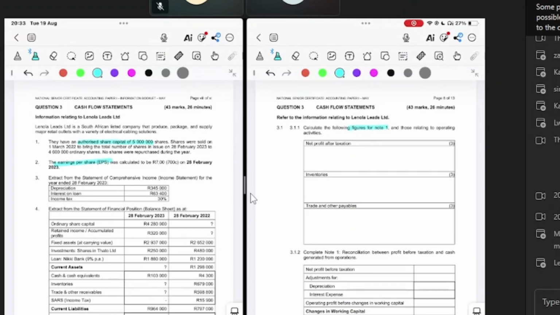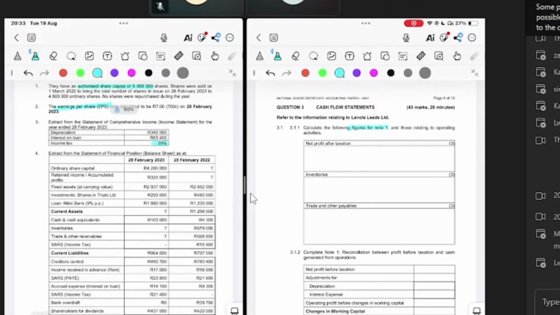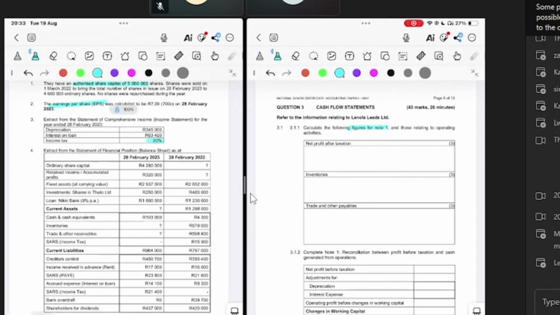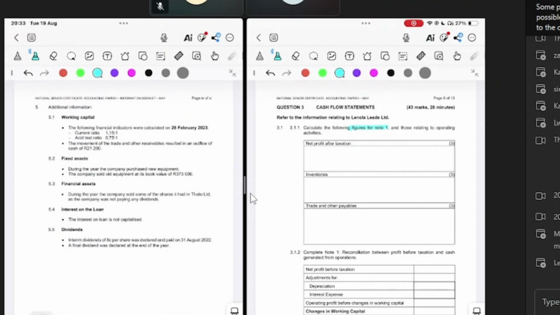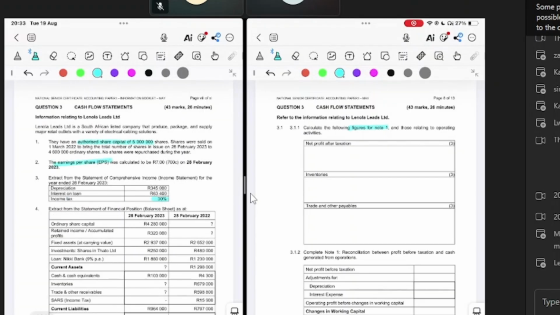This is an extract of the statement of comprehensive income. And then you say income tax is 30%. And then they gave us an extract of the statement of financial position. And then they gave us this other information, the working capital. So they've given us the current ratio, asset test ratio, and the movement on trade and other receivables. Then this is fixed assets, financial assets, interest on loan, and dividends.